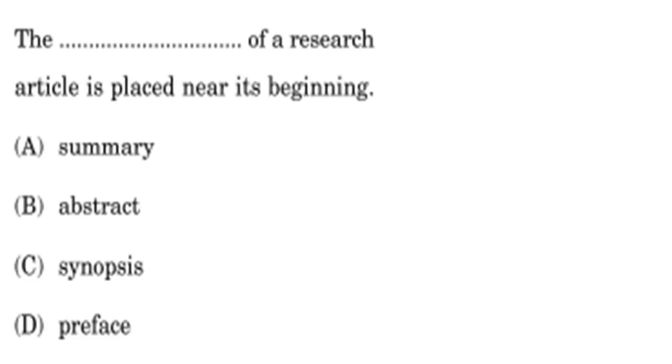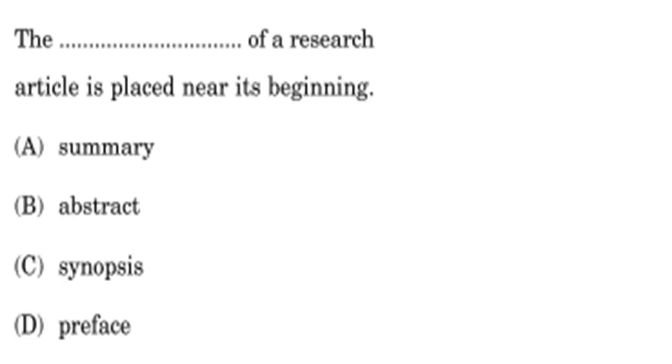So the first question is: the dash dash of a research article is placed near its beginning. Friends, options are A summary, B abstract, C synopsis, D preface. Here they have asked us what is at the beginning of the research article. Option D is eliminated because a preface is written at the beginning of a book, not a research article.